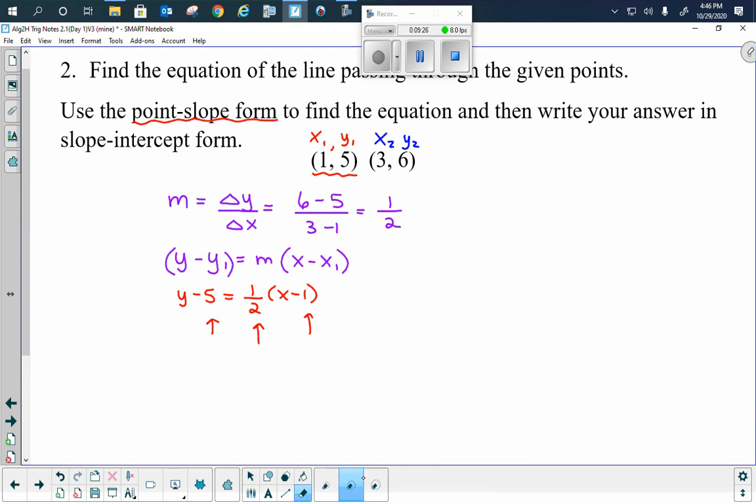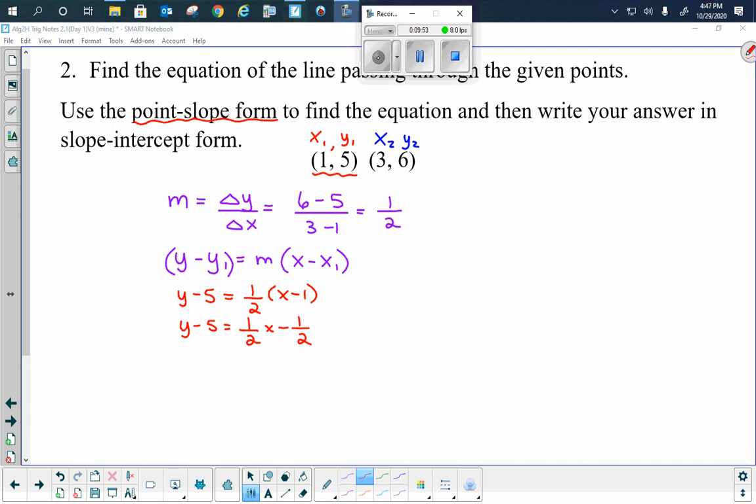But then we want to be able to manipulate that into other forms. We will ask you to go with all the different forms that we've taught you today, or reviewed with you, I should say. But this one does ask us specifically to write it in slope intercept form. That means I'm going to distribute my 1/2 to get 1/2 x minus 1/2. And then I will combine like terms.